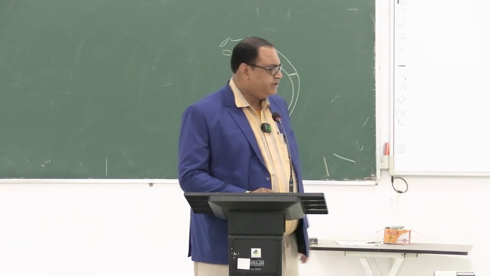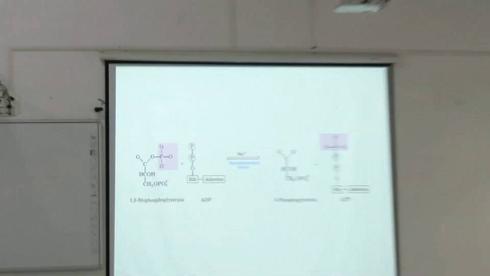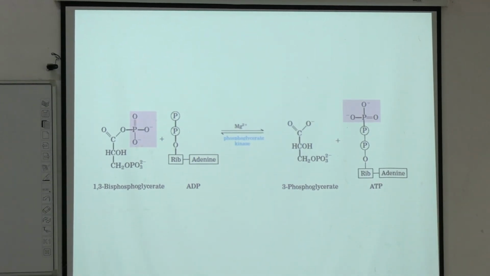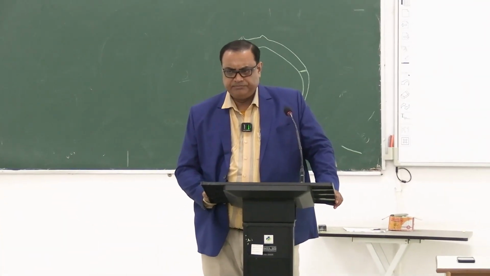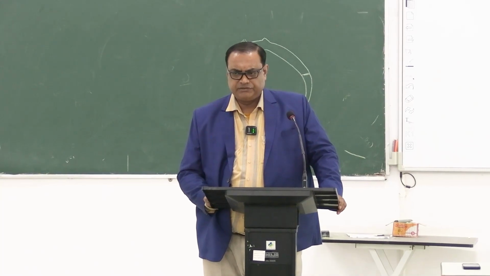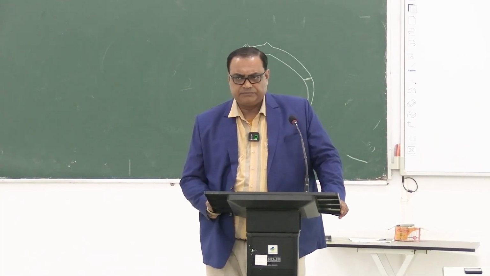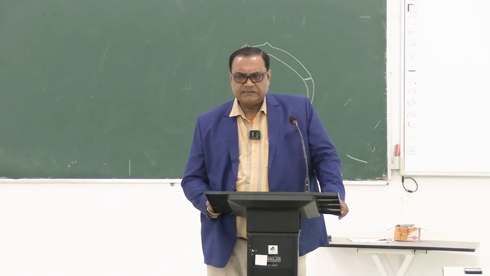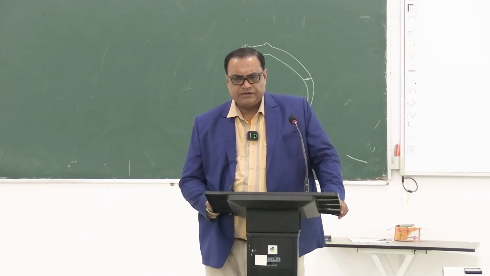In the next step, 1,3-BPG is converted to 3-phosphoglyceric acid or 3-PGA. This particular step is step 7. Step 7 is called the first step of substrate-level phosphorylation. In this step, one molecule of ADP is converted to one molecule of ATP, and that occurs in cytosol.